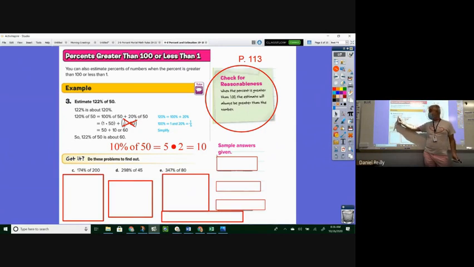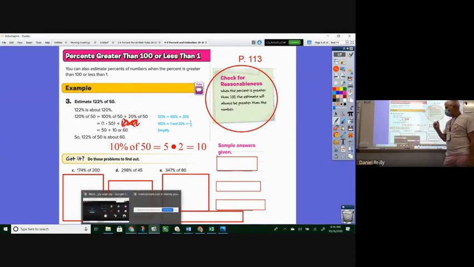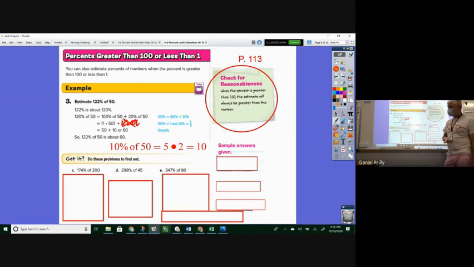And you can estimate that too. This one, 122%, we'll say it's about 120%. So 100% is 50, plus 20% of 50, and again, we don't use this fraction piece here. We're going to do the 10% rule. 10% of 50 is 5, so 20% of 50 is 10. So 122% of 50 is approximately 60. 50 plus 10, 100% plus 20%.